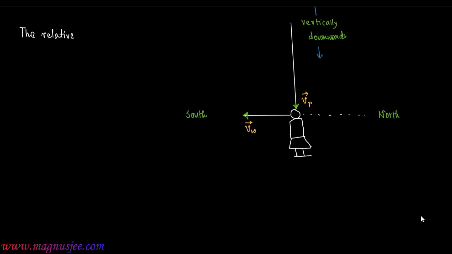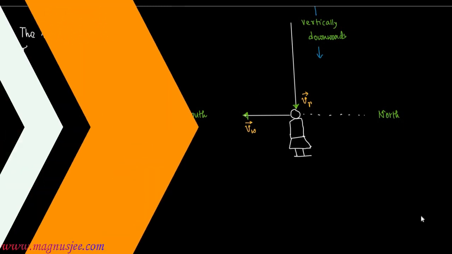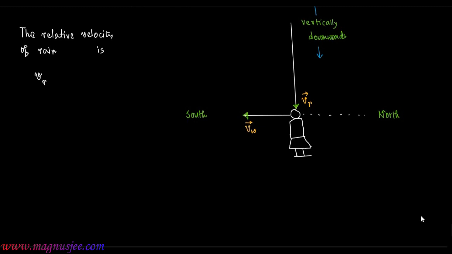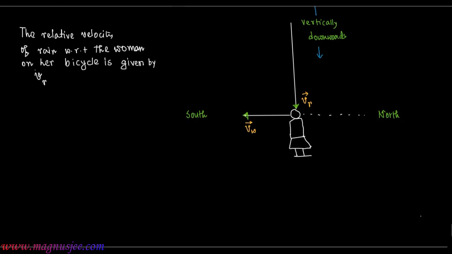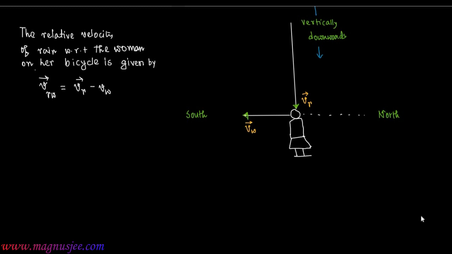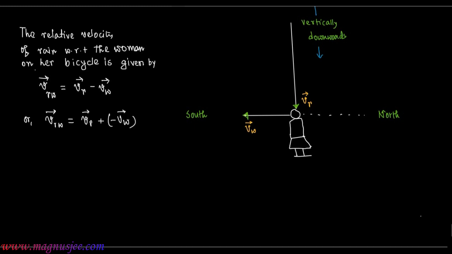Now the relative velocity of rain with respect to the woman. The relative velocity of rain with respect to the woman on her bicycle is given by vector Vrw is equal to vector Vr minus vector Vw. Vector Vrw is equal to vector Vr plus minus vector Vw.